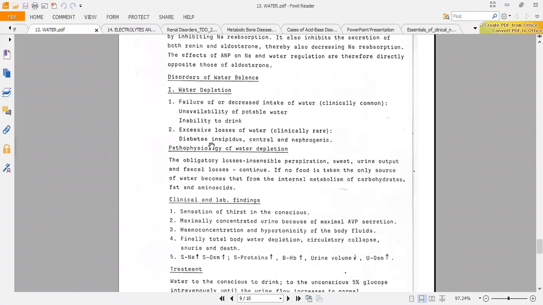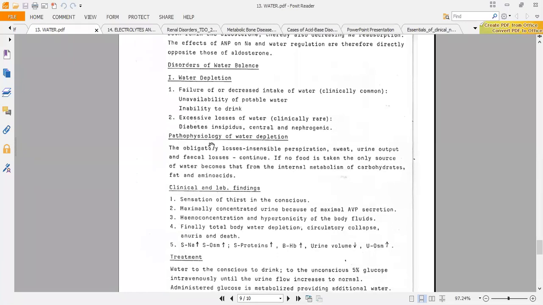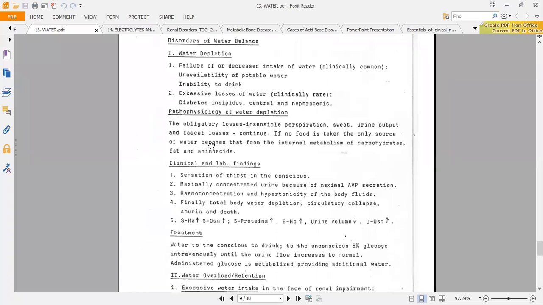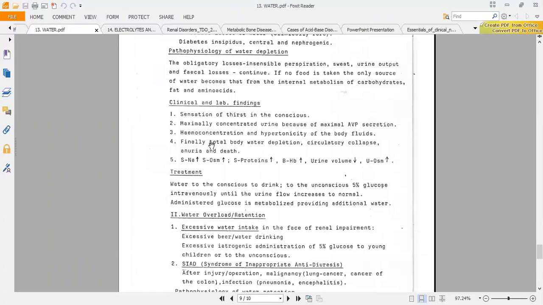Okay, good. So if someone has diabetes insipidus, the person will be urinating a lot of water. Okay. And that can also take the person into a state of depletion. Okay, so if this person comes to the hospital, you notice that the person is very, very thirsty. The person looks dehydrated.